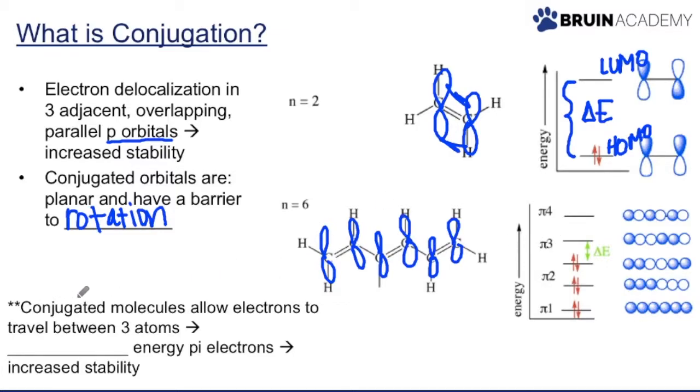So in summary, conjugated molecules allow electrons to travel between three atoms, which is great because now there's more space for them to roam around. And since electrons like to repel each other, they try to get as far away as possible. This leads to, as a result, lower energy pi electrons, and this also increases stability. So conjugation increases stability, causes planarity, there's no rotation around these pi bonds, and this delta E is a lot smaller in a conjugated molecule.